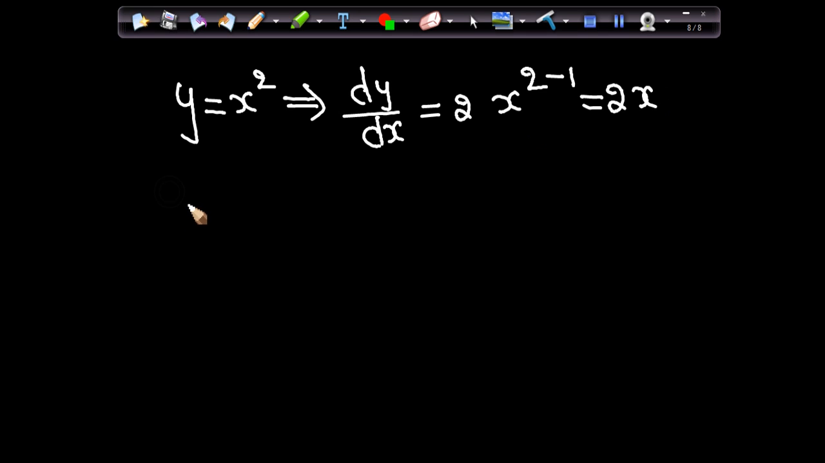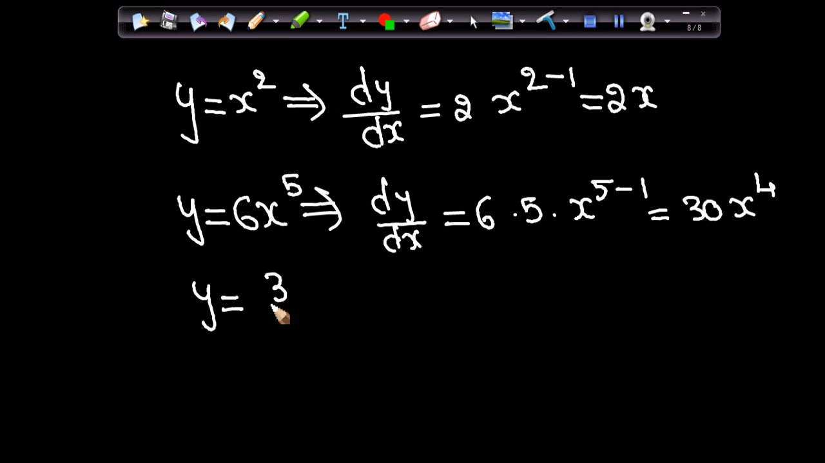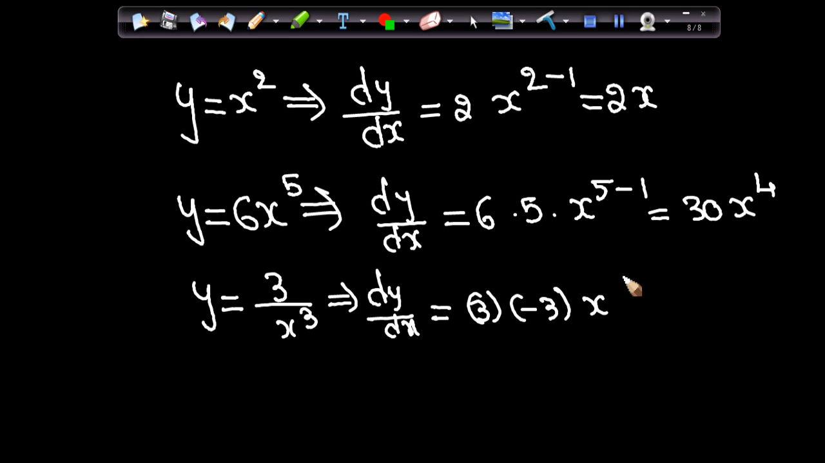Take for example y as 6x power 5. So dy by dx is 6 into 5 into x power 5 minus 1, that is 30 times x power 4. Excellent. Next example, take y is equal to 3 by x cube. I can write 3 by x cube as 3 into x power minus 3, so dy by dx is 3 into minus 3 into x power minus 3 minus 1, that is equal to minus 9 into x power minus 4, which is the same as minus 9 divided by x power 4.